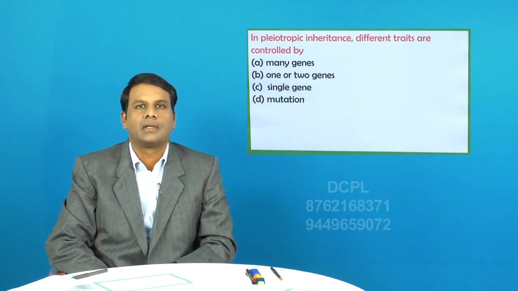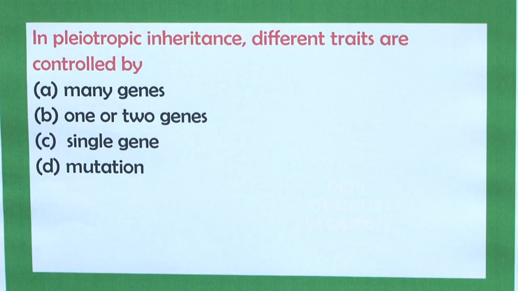Based on this, let us see one question. In pleiotropic inheritance, different traits are controlled by option A, many genes; option B, 1 or 2 genes; option C, single gene; option D, mutation. As you already know, a single gene for a character has multiple phenotypic expressions, and hence the correct option in this particular question is option C, that is, single gene.